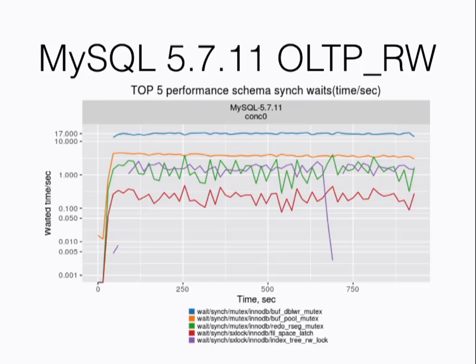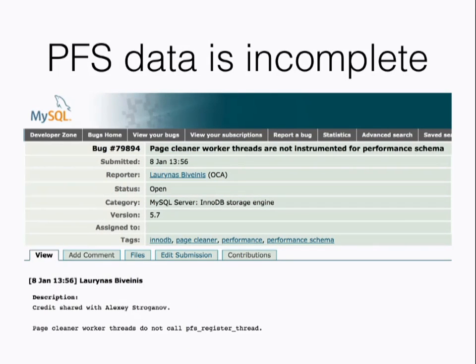But then we learned the hard way that if you take this chart and try to make a decision based on it, about what to work on, you might be misled because performance schema data is incomplete. And since this is about flushing, the incomplete bits are very relevant, because out of all those multi-threaded flushing threads, only the coordinator thread is actually submitting data to performance schema. All the other worker threads are invisible.